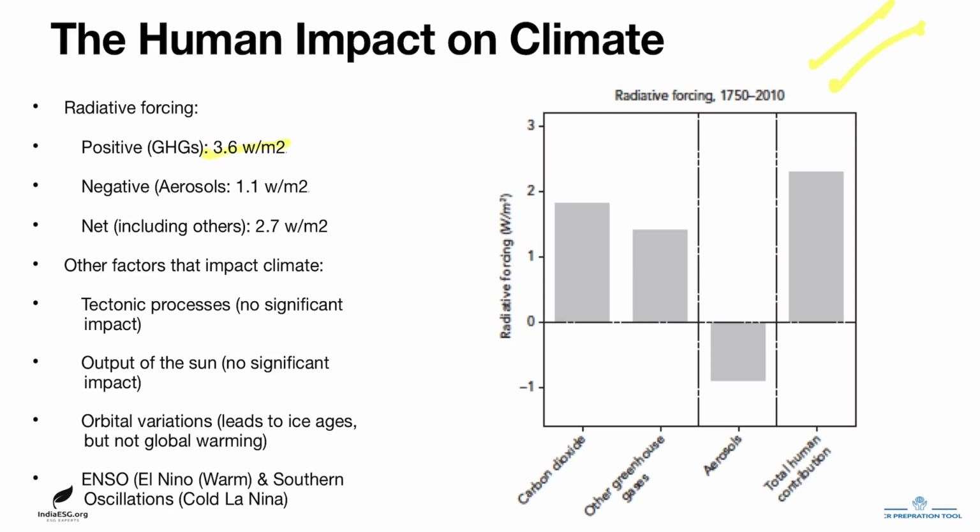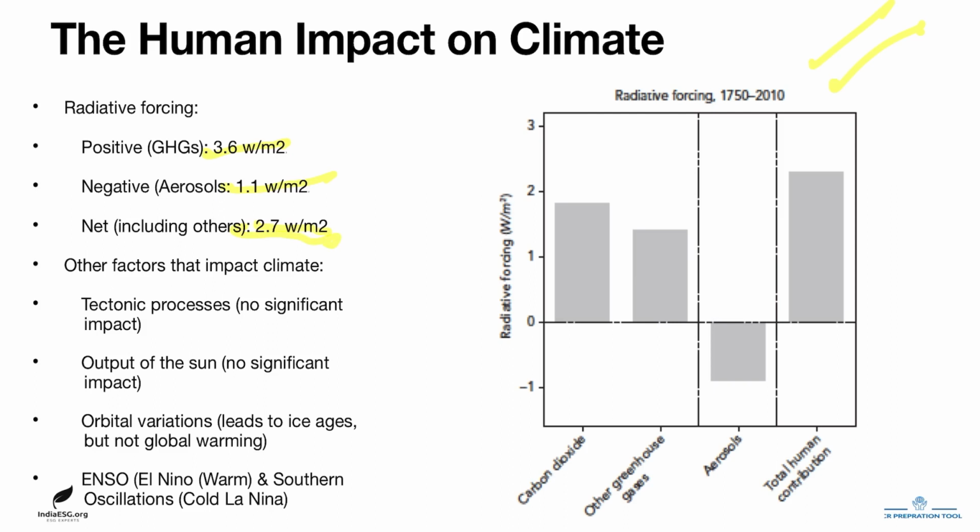In the previous slide, we have seen the impact of aerosols. They have got a negative cooling change to radiative forcing of about 1.1 watt per meter square. Then there are some other small forcings also, which lead to an overall change of positive forcing of 2.7 watt per meter square.